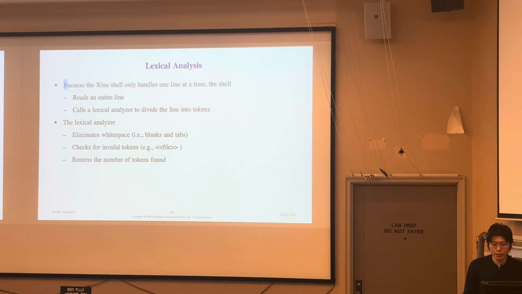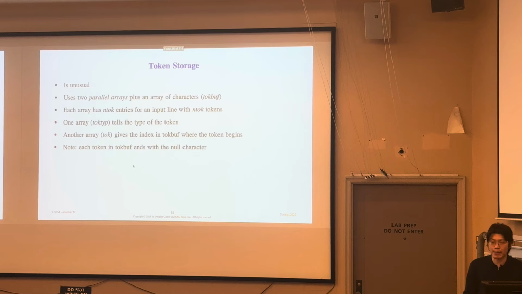Because the Xenu shell only handles one line at a time, the shell reads the entire line and calls a lexical analyzer to divide the line into tokens. The lexical analyzer eliminates the white space, blanks and gaps, checks for invalid tokens, and returns the number of tokens found, and each token with its type.